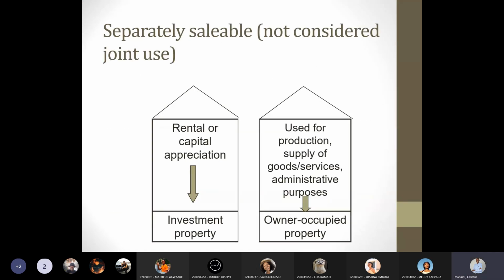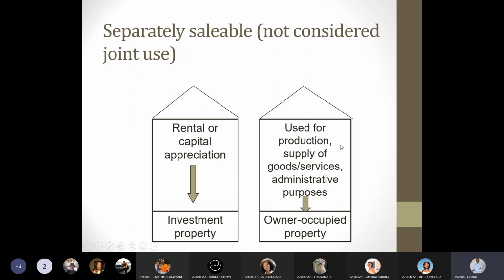Let us look. We have two houses. They're the small, narrow houses. These ones can be sold separately. If the property is going to be used for rental or capital appreciation, let us look at the house on the left. You classify that whole property as investment property because it's separately saleable. The property on the right is also separately saleable.